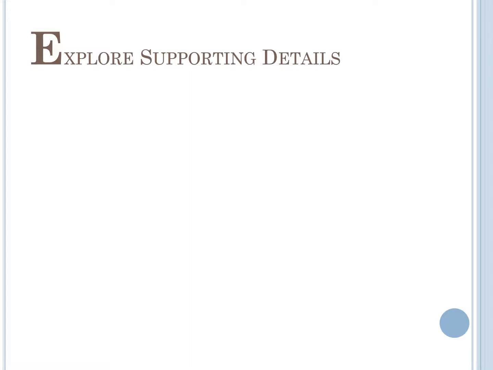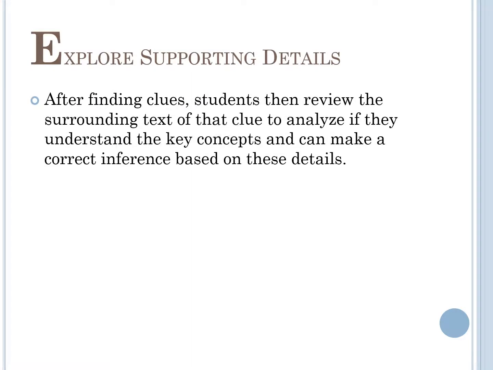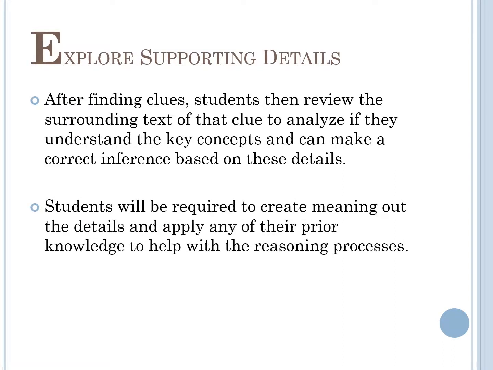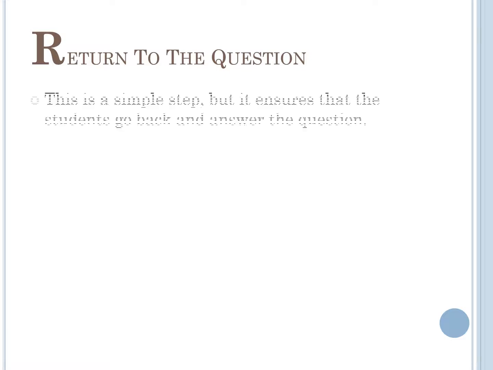Explore supporting details. After finding the clues, the students then review the surrounding text of that clue to analyze if they understand the key concepts, and they can make the correct inference based on these details. Students will be required to create meaning out of the details and apply any of their prior knowledge to help with the reasoning process. Return to the question.